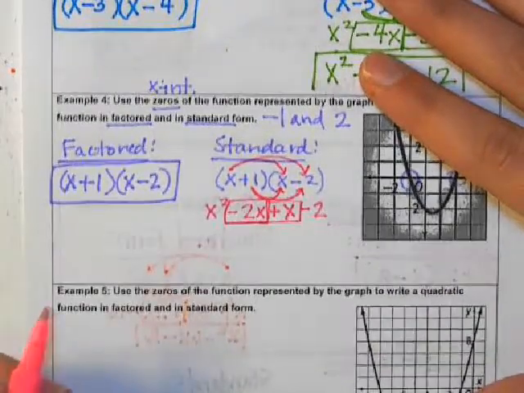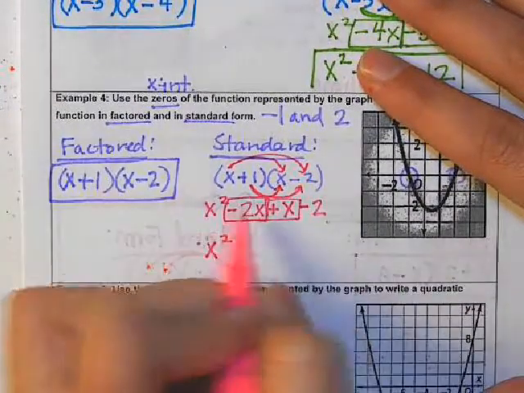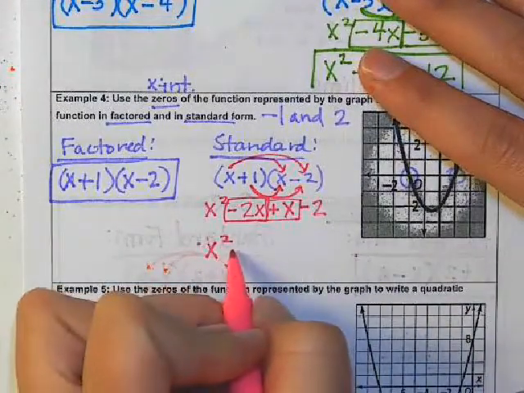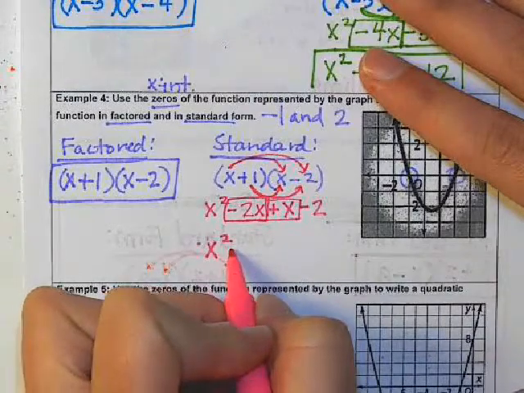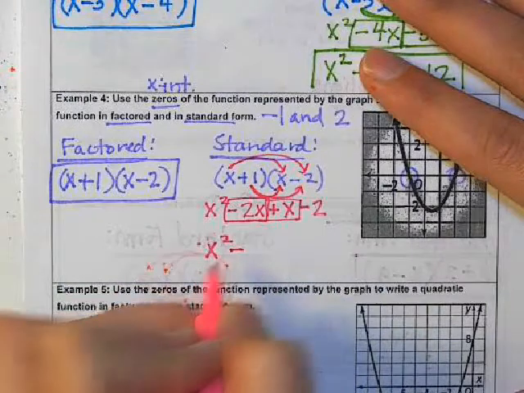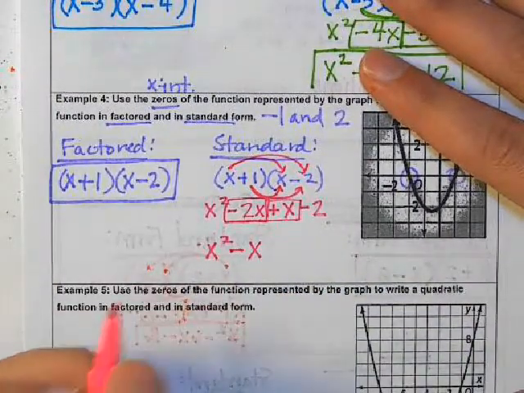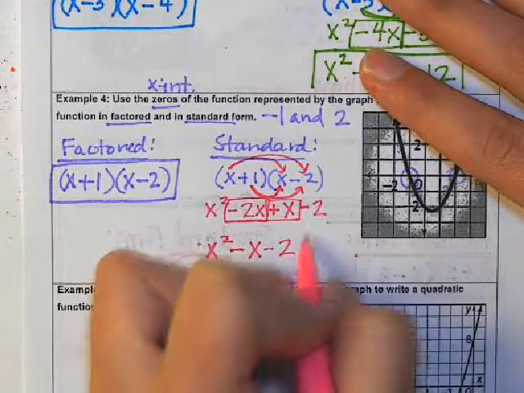What goes first? X squared. Then I have -2x and 1x, which is -1x. Do I have to write the 1? No. Do I have to write the negative? Yes. But I don't have to have the 1 on there. And then -2 gets brought down.